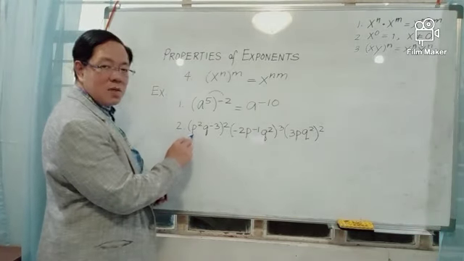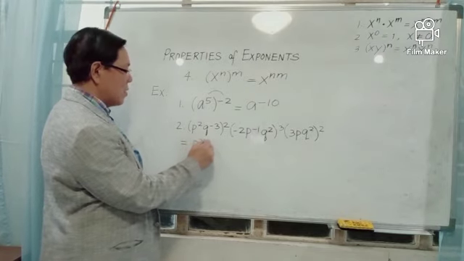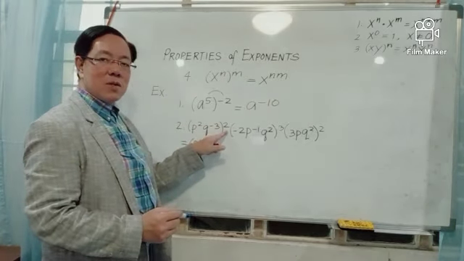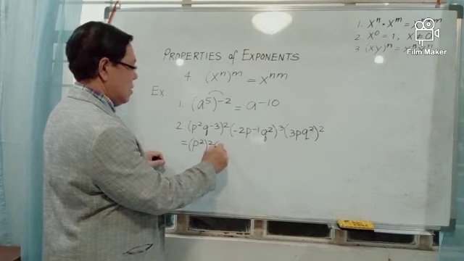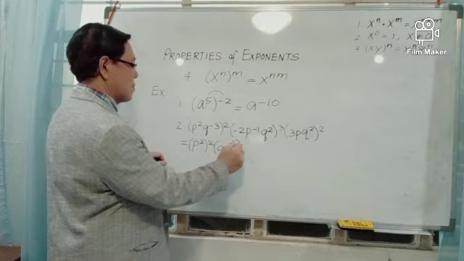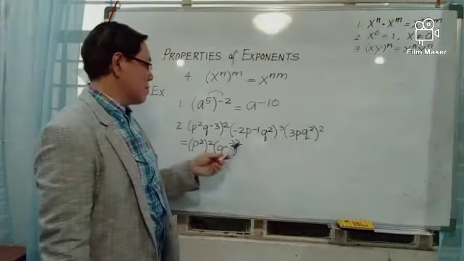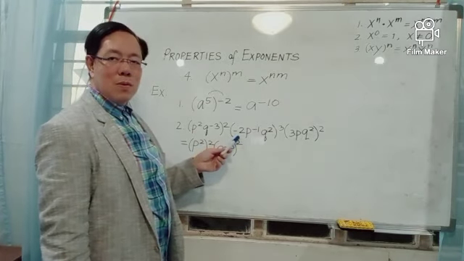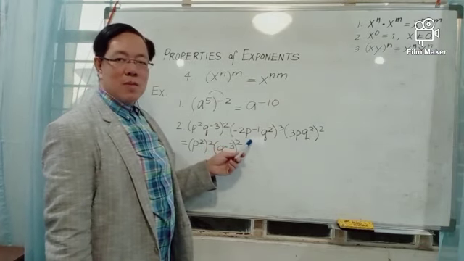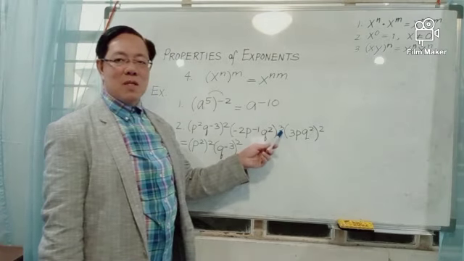You raise p squared to 2, p squared to the power 2, multiplied by q to the negative 3 raised to 2, q to the negative 3 raised to 2. We apply the same third property of exponent to simplify this second factor of the given, negative 2 multiplied by p to the negative 1 multiplied by q squared raised to the power 3.